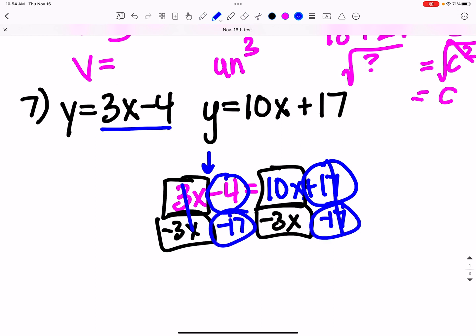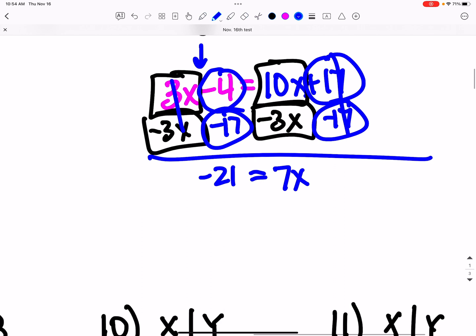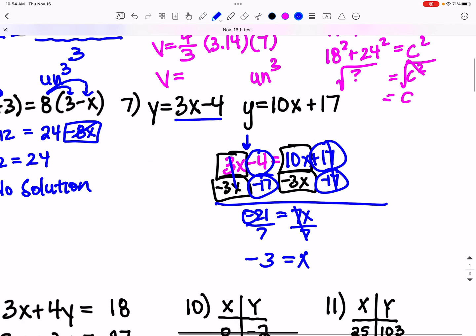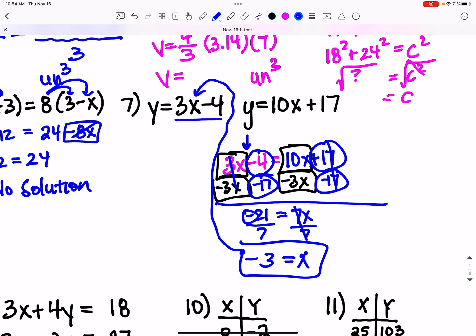so he's dead here, dead there, equals 7x equals negative 21. 4 people on the negative team, 17 people on the negative team. I divide by 7, x equals 3, but nothing killed the negative, so negative 3. Once I know x equals negative 3, I plug it back in here, and y equals 3 times negative 3 minus 4. Y equals negative 9 minus 4. They're all on the negative team. Y equals negative 13.